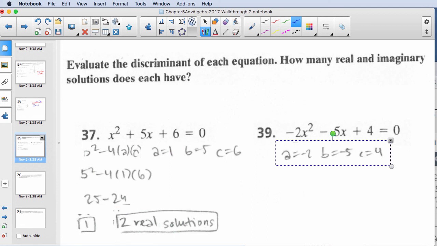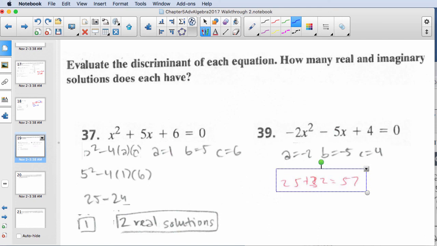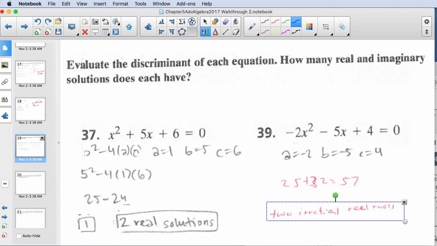Okay, for this next one here, we write down a, b, and c. We plug it into the formula for the discriminant, and we get 25 plus 32, which is 57. 57 is a positive number, so we expect 2 real solutions, and since 57 is not a perfect square, we expect those 2 solutions to be irrational.